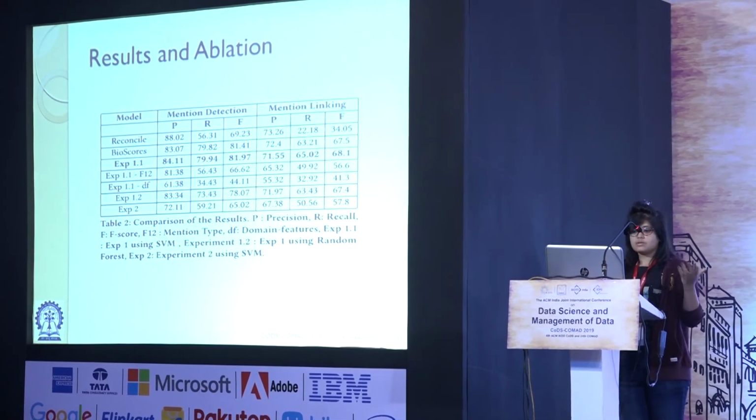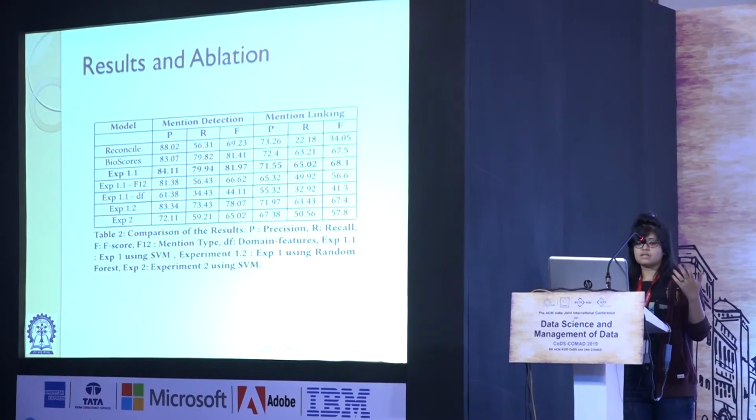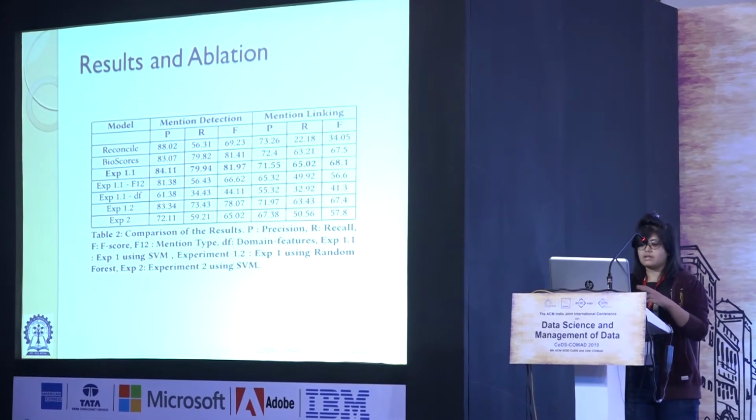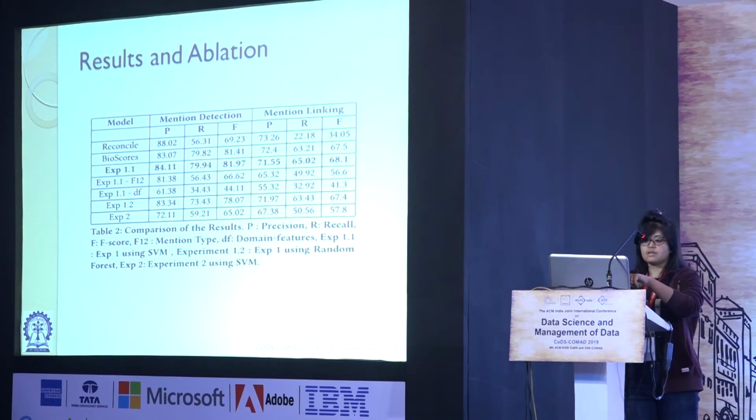Coming to the results, this is the main results part, where we have tested with SVM and a random forest classifier. We have seen that the SVM performs better for both the mention detection and the linking. Without the domain-specific features, the performance is quite a bit lower, and without the exact proper mention type feature, the performance is even lower.